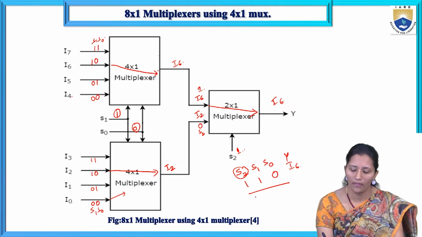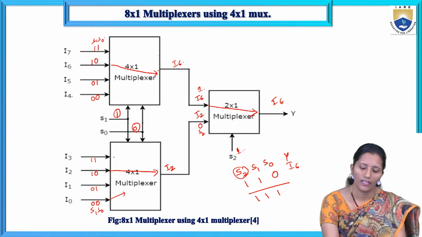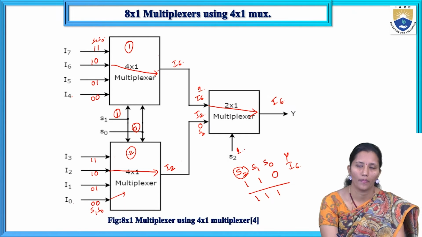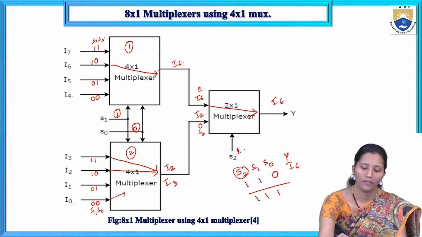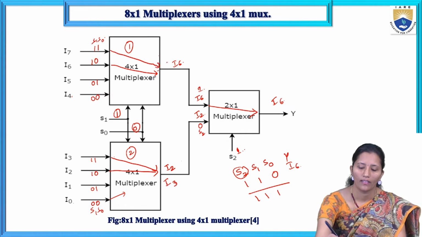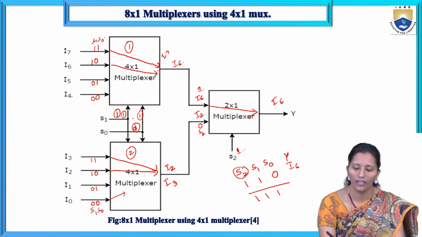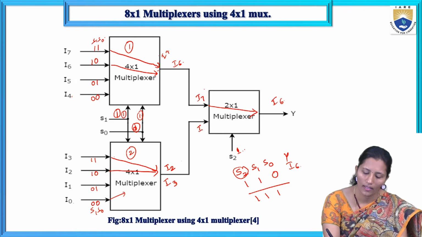Okay. If we see 1, 1, 1 also, so for 1, 1 here, this first multiplexer and this is the second multiplexer. The second multiplexer output will be I3 and the first multiplexer will be I7 for 1, 1. Okay. And then if it is the 1, 1 selection line, here we are getting I7 and I3.